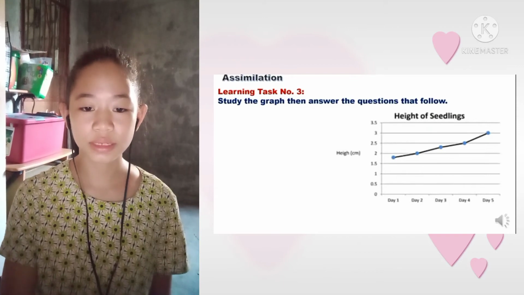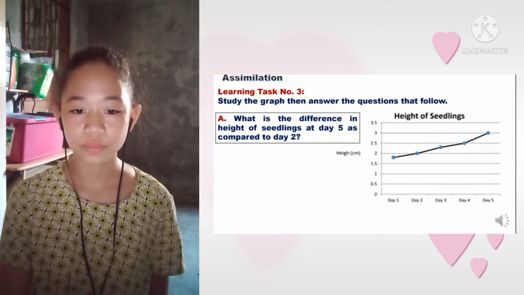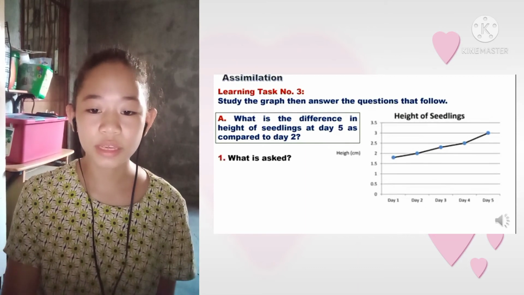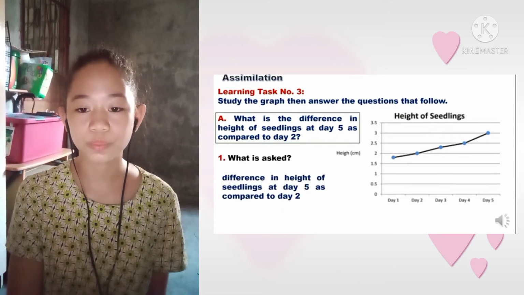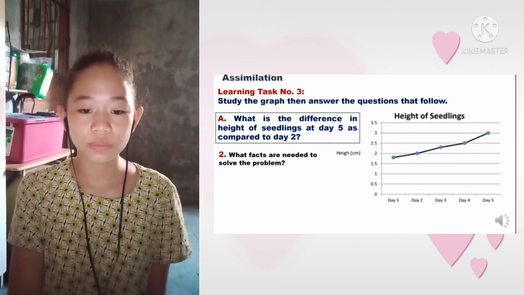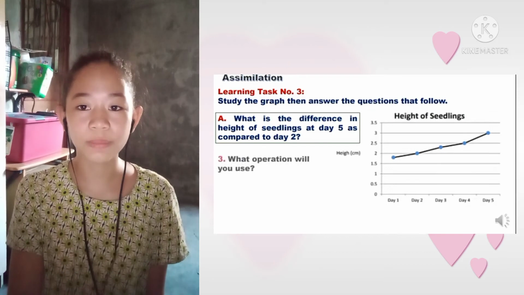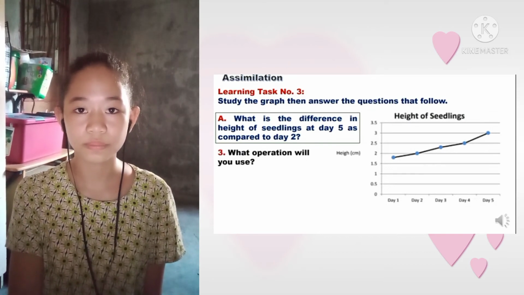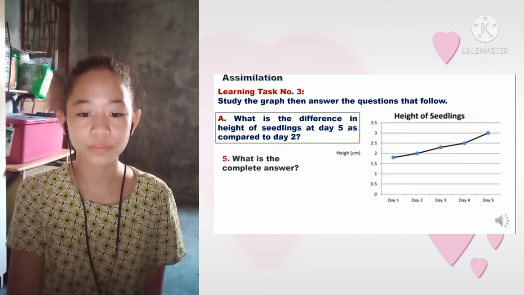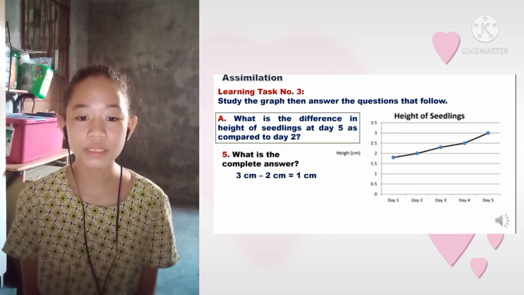Learning Task 3. Study the graph, then answer the questions that follow. What is the difference in height of the seedling at day 5 as compared to day 2? What is asked? What facts are needed to solve the problem? What operation will you use? What is the complete answer?